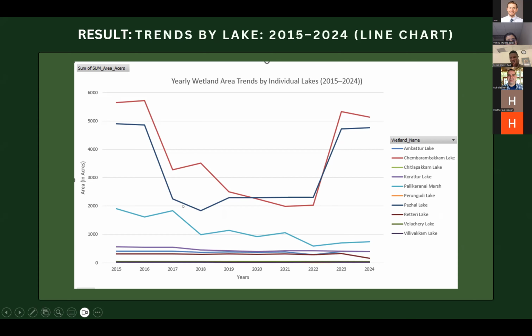Same over here, this is Perumbakkam Lake. And here is Pallikaranai Marsh, one of the biggest wetlands of Chennai. We can see how drastically it's been degrading. The decline is pretty steep. So these are individual lake trends.